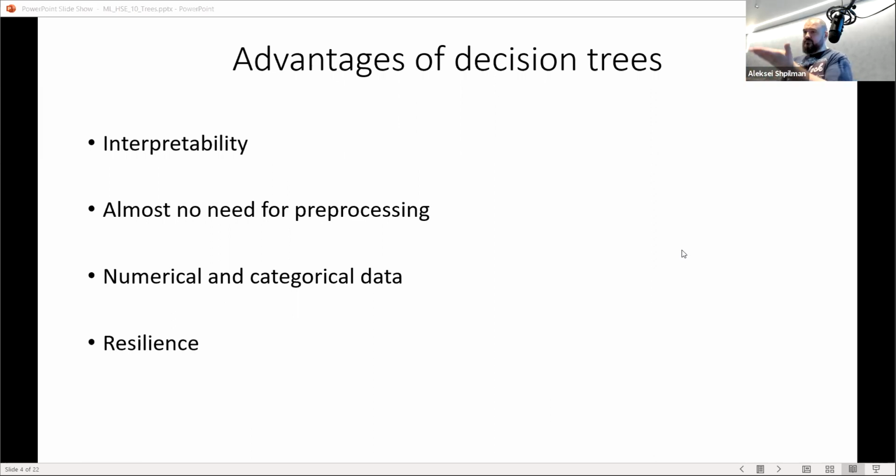So yeah, almost no need for pre-processing. Absolutely right. So you don't actually need to separate categorical features, right? You don't need to go one-hot encoding. You don't need to scale, because your rules are thresholds, right? So when you have a numerical feature, you can say, okay, this is a threshold. And it doesn't matter whether a feature is scaled or not, correct?